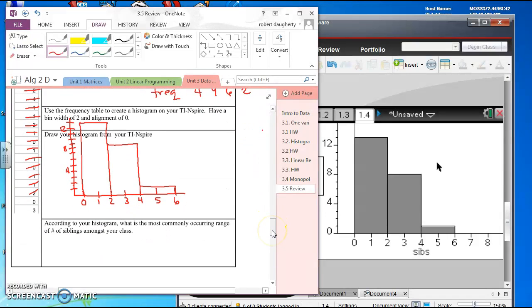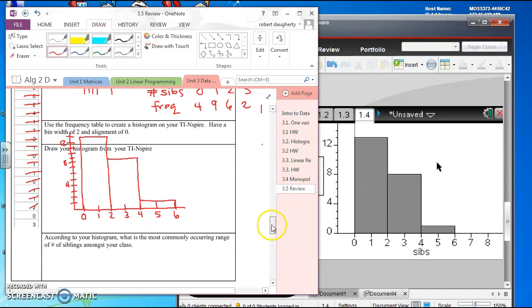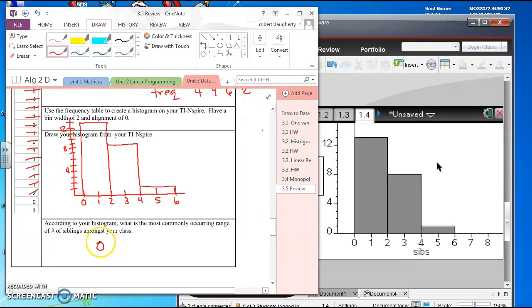And then according to my histogram, what's the most commonly occurring range? And that is from 0 to 2. Okay, that should be it for problem number 3.